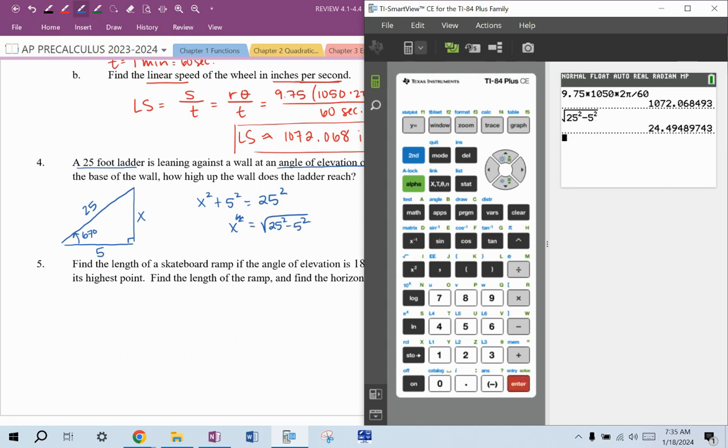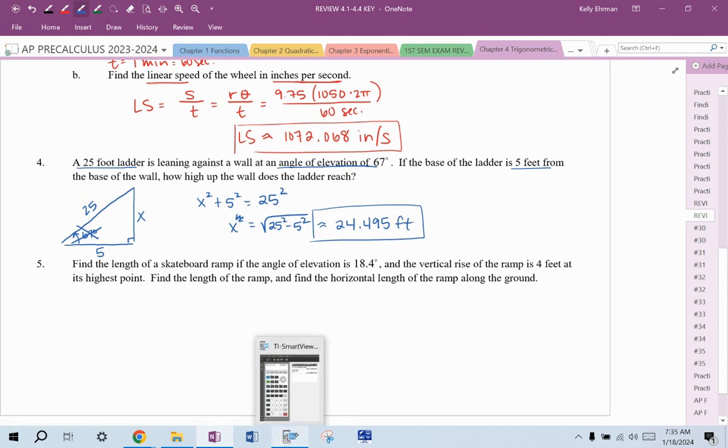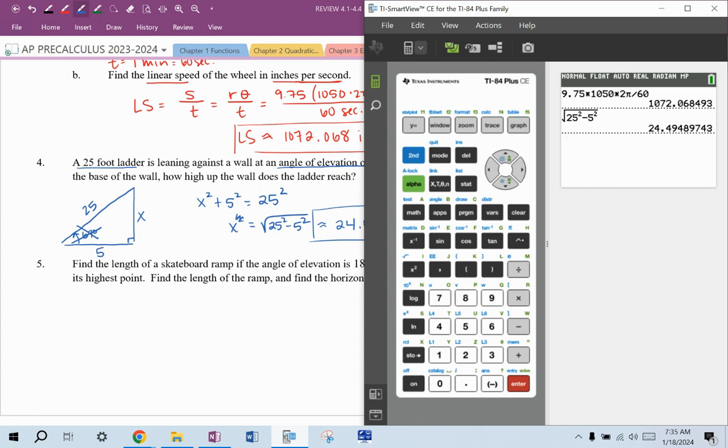Okay, so, excuse me, so 24.495 feet is about how high up the wall this is. Okay, so we didn't actually need the 67 degrees. Although let's just check this. Now, I might have made a flawed problem in this if I didn't check the angle.